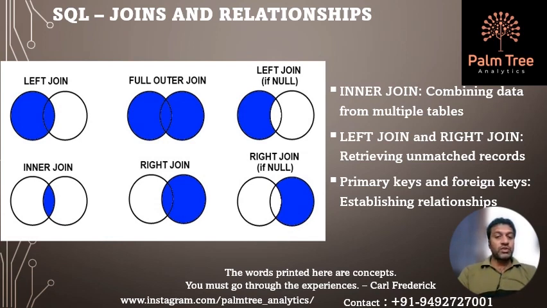Right join, right outer join. Similar to left join, right join retrieves all rows from the right table and matching rows from the left table. It ensures that all records from the right table are included along with the related information from the left table.